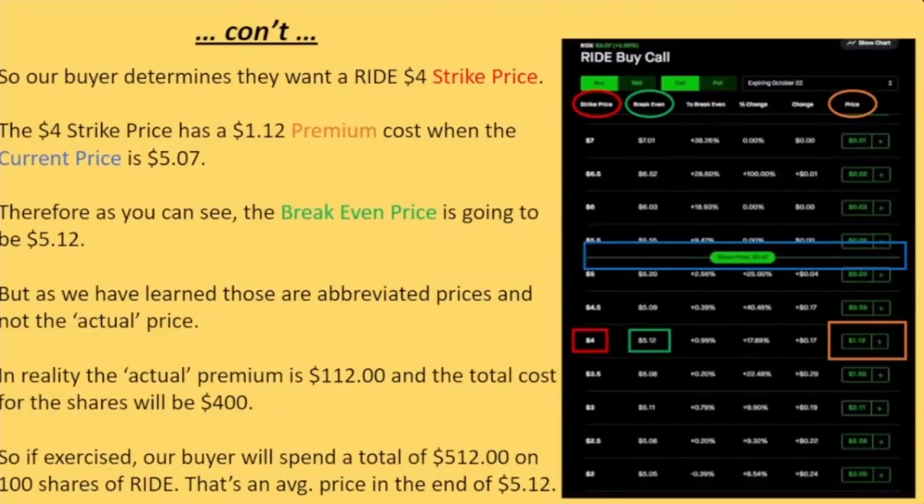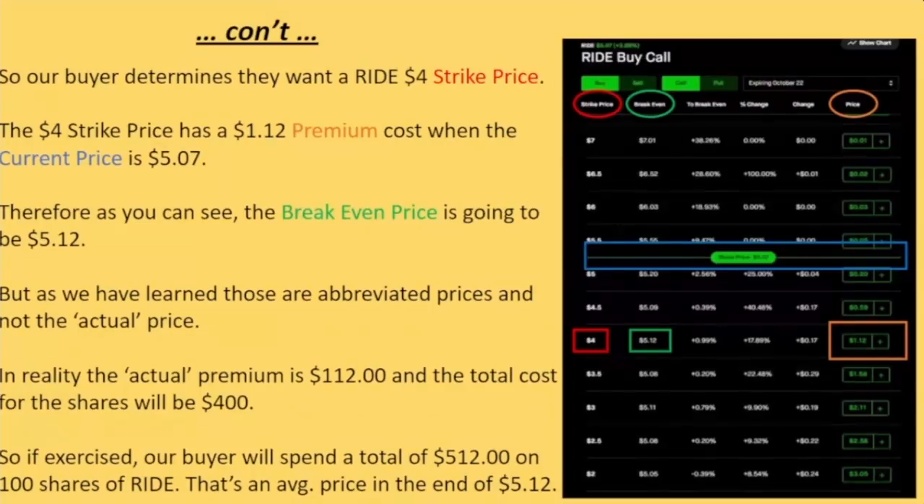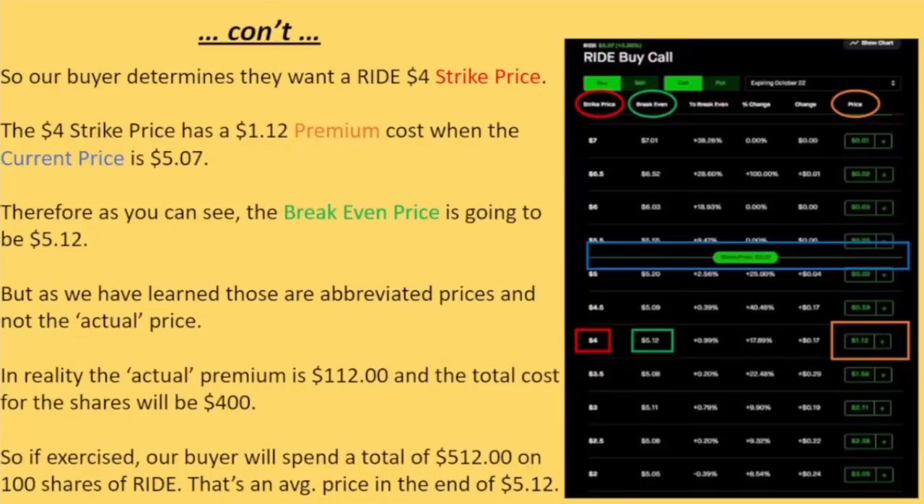So our buyer determines they want a ride $4 strike price. Again, we're going to use those colors that we had before so you can kind of remember. The red circle is going to be the line with the strike price. As you can see, I put a red square on the $4 strike price.